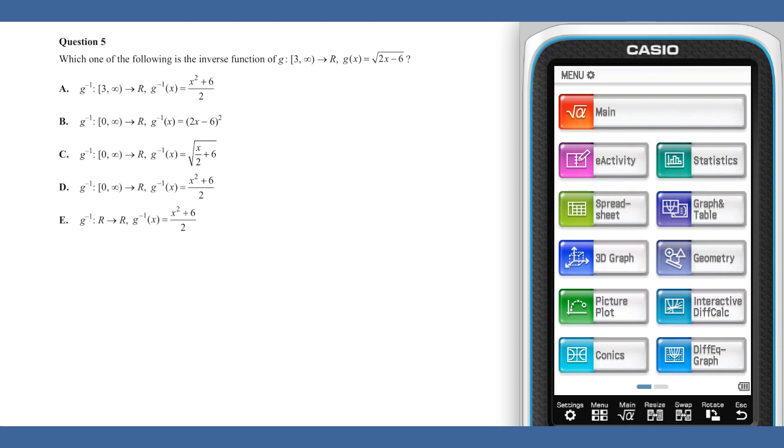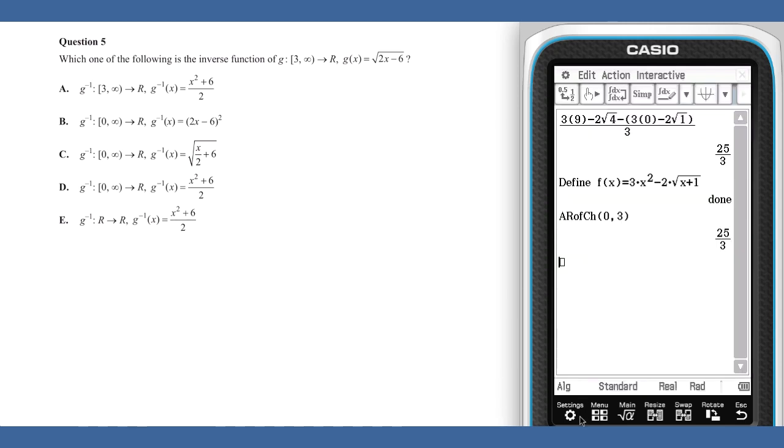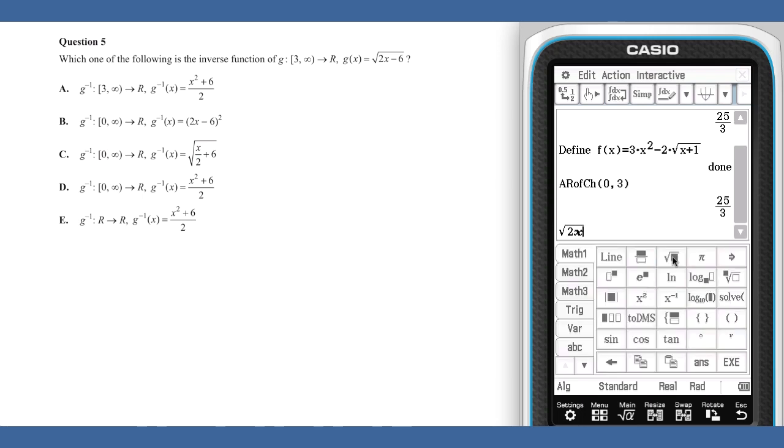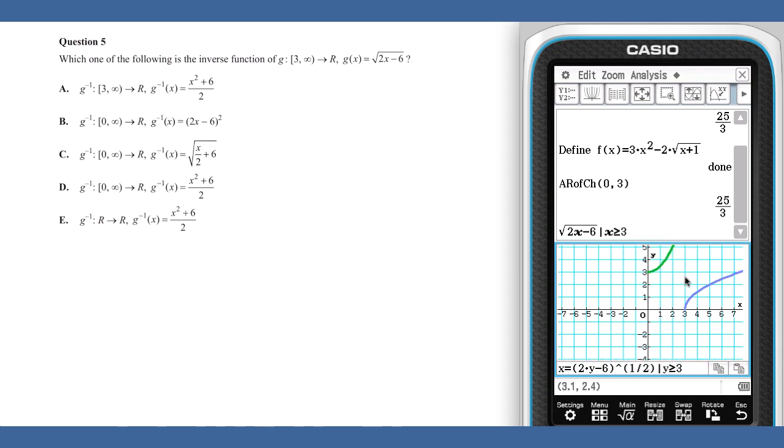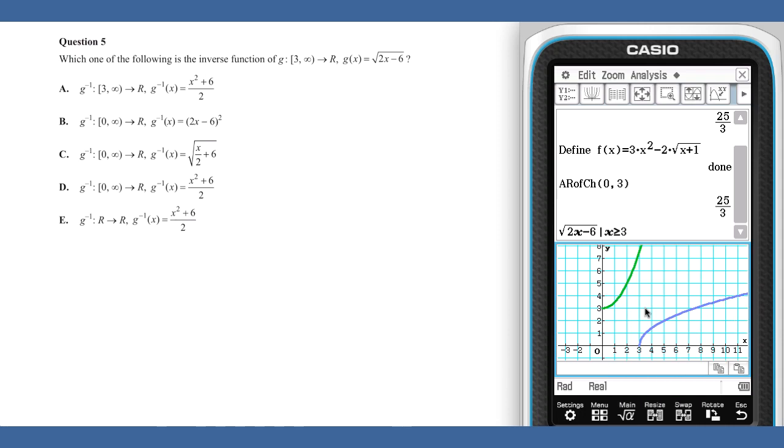Question 5 asks about G inverse. To answer it, it would be good to have a picture of what g of x looks like. One can be obtained via the main menu of the ClassPad. So if this is the function g of x, what does G inverse look like? So here we have a picture of g of x and G inverse. This makes it clear that the domain of G inverse is from 0 to infinity.